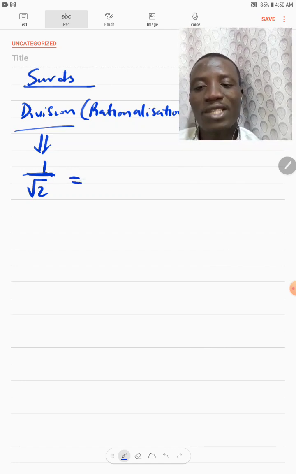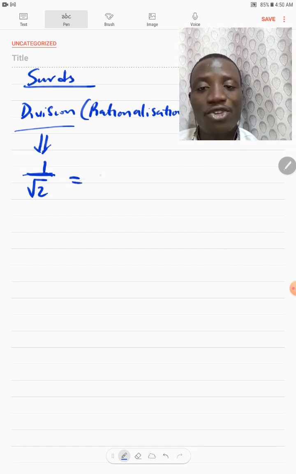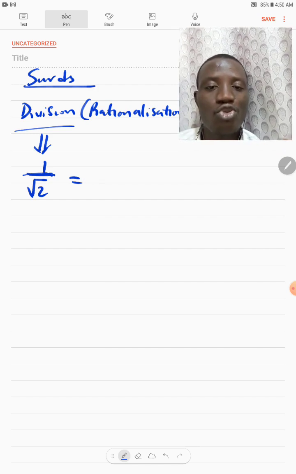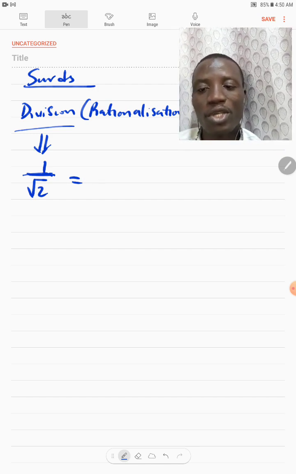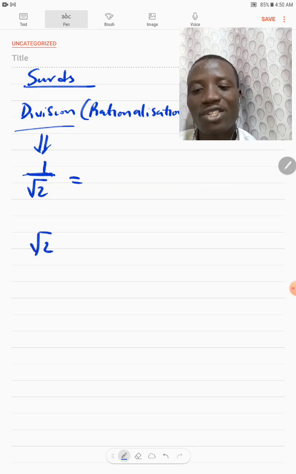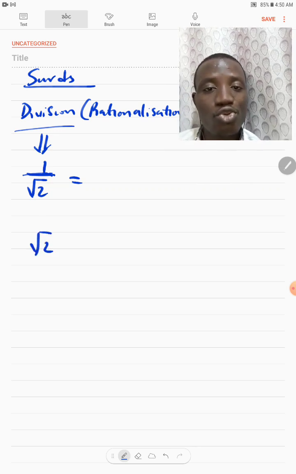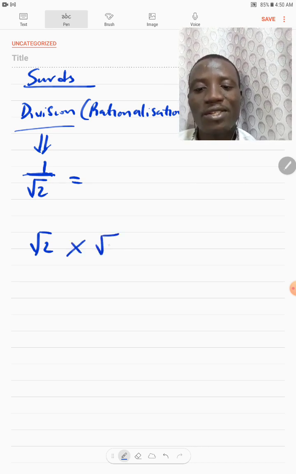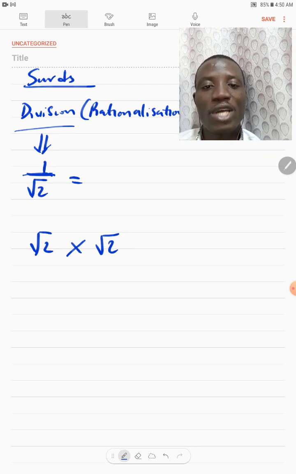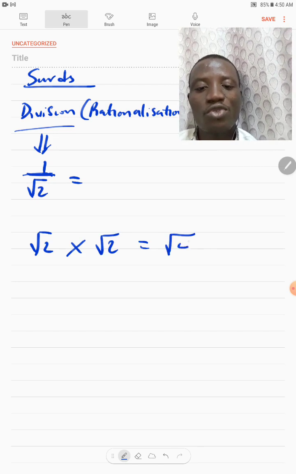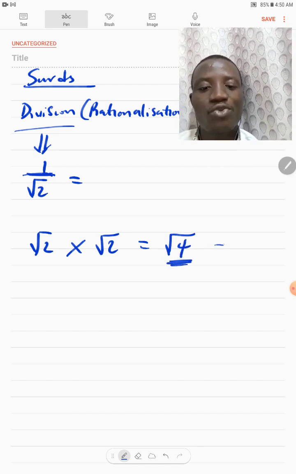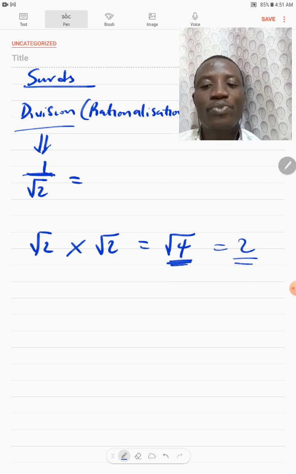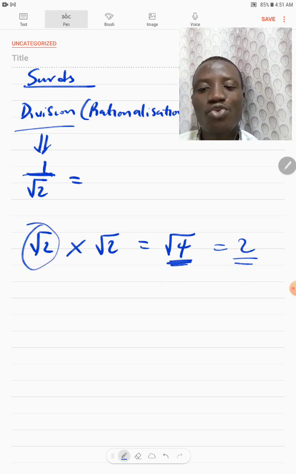We know that the basic thing in a fraction is that whatever you do to the numerator must be done to the denominator. So let's say I want to rationalize root 2. I want to change root 2 to a rational number. The simplest way for me to do that is to multiply it by another irrational number in this form. If I have root 2 times root 2, it will give me root 4, a perfect square, which will definitely be 2. So if I want to change root 2 to a rational number, I'll multiply by root 2.